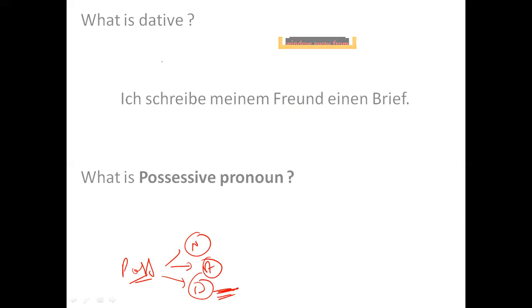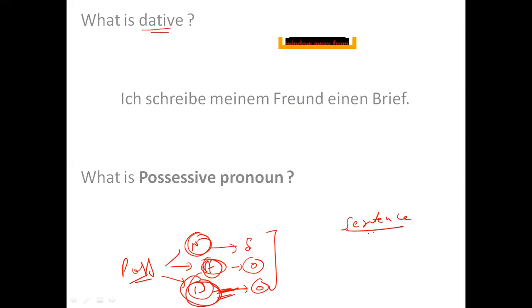Now, what is dative? First of all, we have to understand what is dative, right? What is nominative, what is accusative, what is dative? So nominative means subject, accusative means an object, dative means also an object. So if I talk about a sentence, it has subject, it has verb, it has object. So subject plus verb plus object is equal to a sentence.